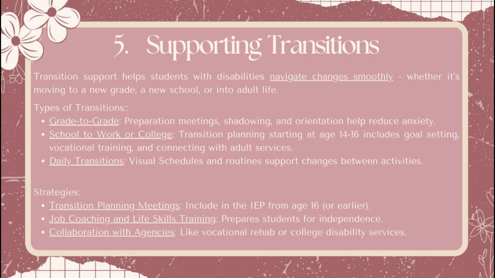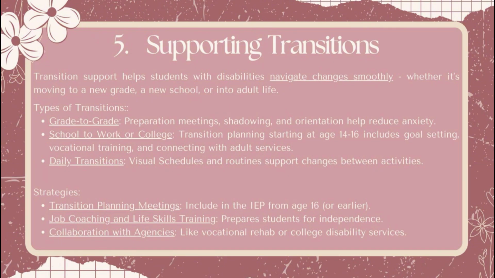Next are the strategies of supporting transitions. First is transition planning meetings. It is included in the IEP from age 16 or earlier. Example, at age 16, a student's IEP includes a transition plan with input from the student, parents, special educators, and a vocational counselor. They identify career interests and needed skills to reach long-term goals.